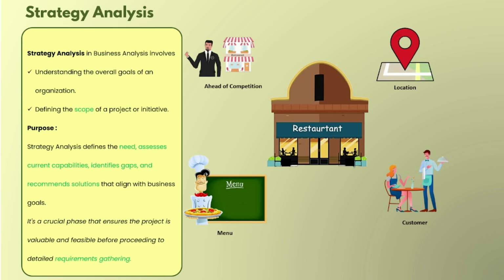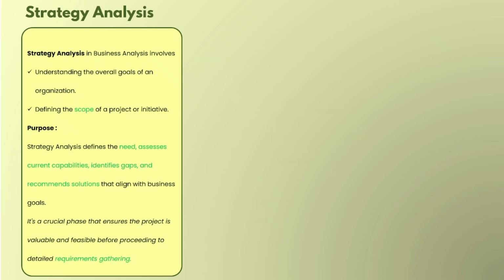Now check next, defining the scope of the project or initiative. Scope is like setting the boundaries for what needs to be done. It defines what's included in the project and what's not included in the project, means what is excluded from the project. So we'll check another example.